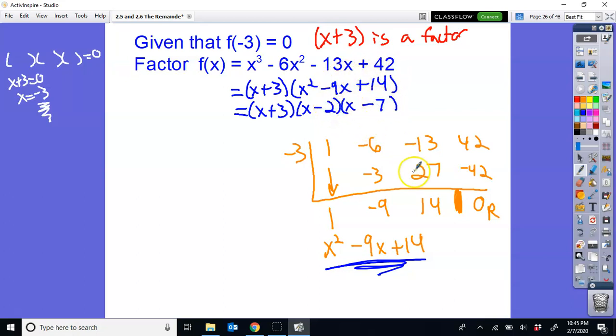2 and 7. Now, if you think about it, if you go back to this process that we talked about over here of setting things equal to 0, if you were to set this equal to 0, obviously negative 3 is one of your answers. If you set this equal to 0, 2 is another one. Set this equal to 0, 7 is another one. So it all ties back to that solving stuff that we did earlier in the quadratics chapter. If you know something that makes the function equal 0, you know a factor. If you know a factor, now you can use division to help you find the other factors.